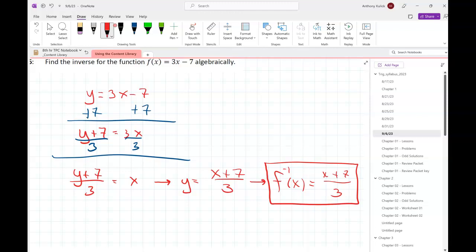So again, the 4 steps. We write the function notation as a y equals. Get x by itself, that's usually the hard one. Swap the x's and y's, and then put it back into function notation, writing f inverse or whatever the name of your function is. Okay, so I have what I think is my answer, my inverse. How do I know that that's correct? How do I check that?